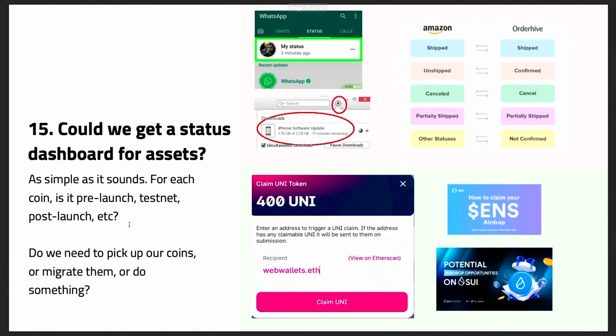And finally, this is kind of related, can we get a status dashboard for all assets? As simple as it sounds. For every coin, is it pre-launch, testnet, post-launch? Do you have to pick up your coins, migrate them, do something, collect an airdrop? Everybody kind of has this thing within crypto, which is, what am I supposed to do next? And something that would sort of be a dashboard on this would be good.